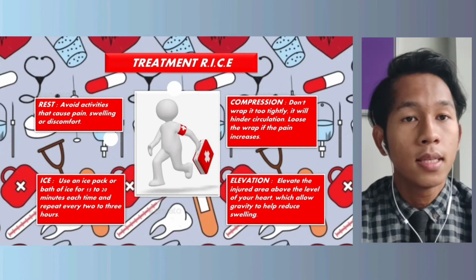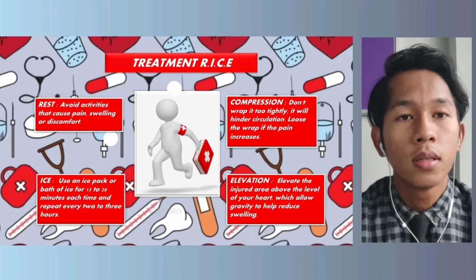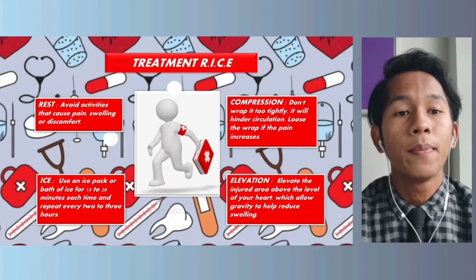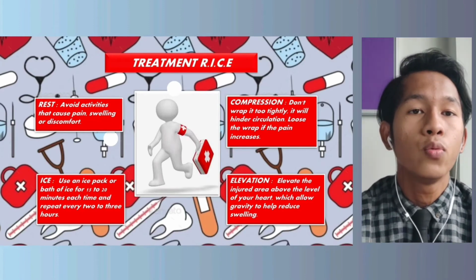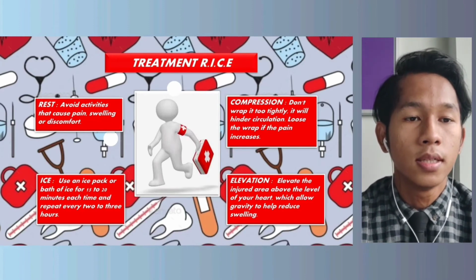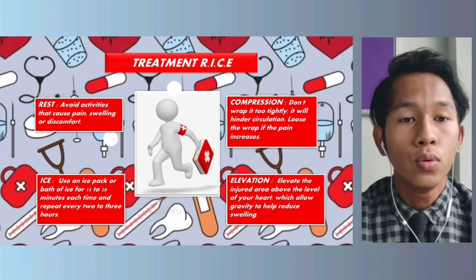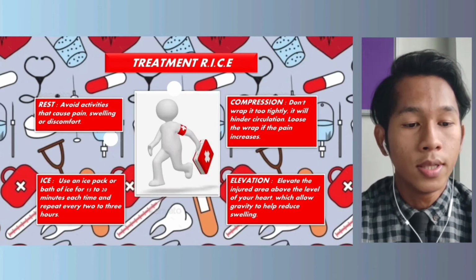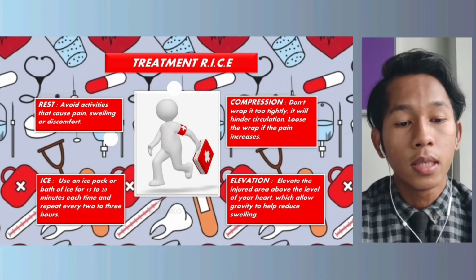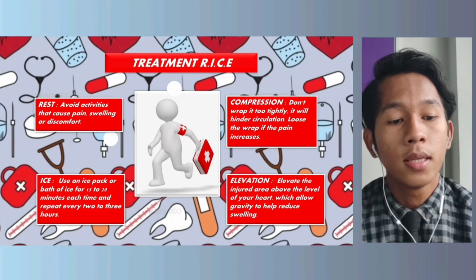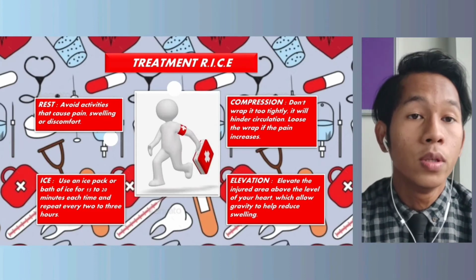Third one is C, which stands for compression. It means that you should not wrap it too tightly. It will hinder the blood circulation. We need to loosen the wrap if the pain increases, the area becomes numb, or swelling is occurring below the wrap area.